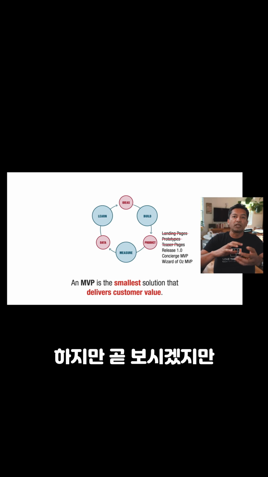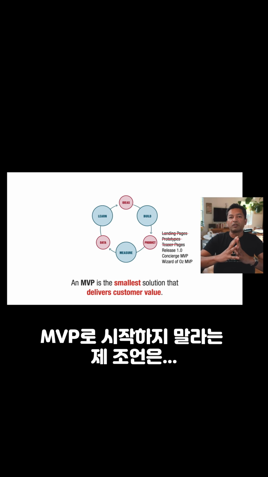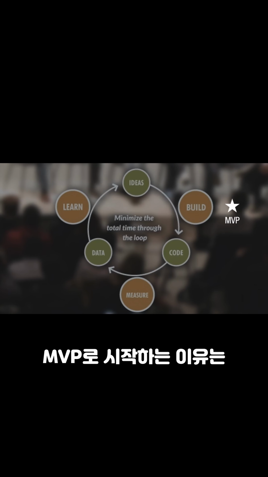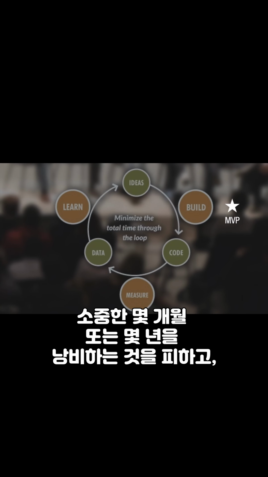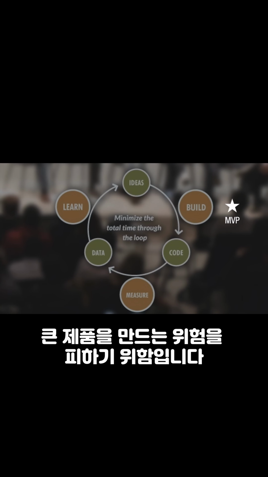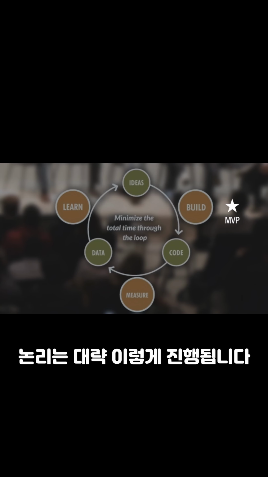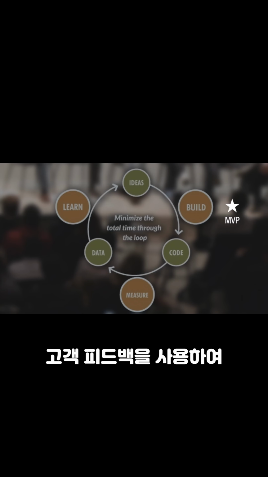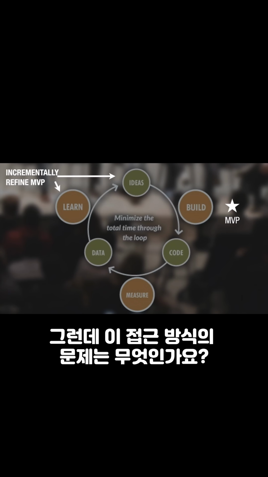But as you'll see shortly, my advice for not starting with an MVP applies just the same to all these other definitions. The premise behind starting with an MVP is to avoid wasting precious months or years building a perfect product at the risk of building a much larger product that nobody wants. The logic goes something like this. Rush to build and launch something quickly and then use customer feedback to iterate and refine from there. So what's wrong with this approach?